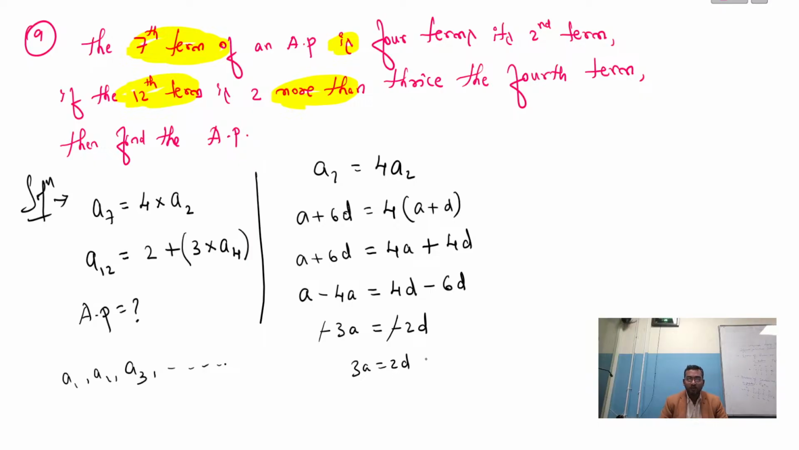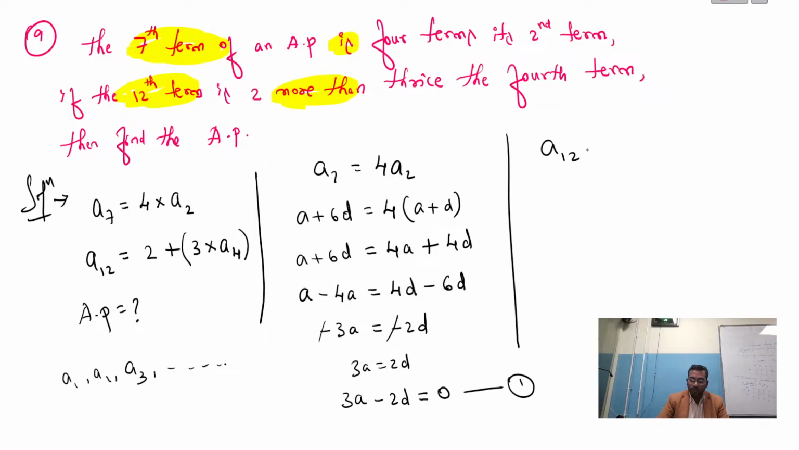Now let me convert this into equation form. Let me write 3A as it is, plus 2D coming to the other side becomes minus 2D, equal to 0. Let me call this equation 1. Now come back to equation 2.